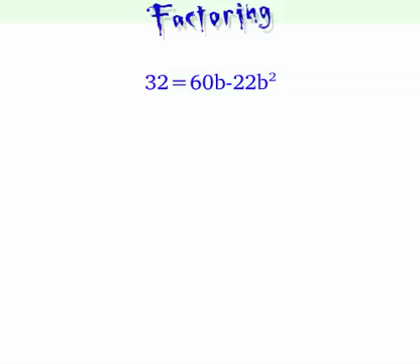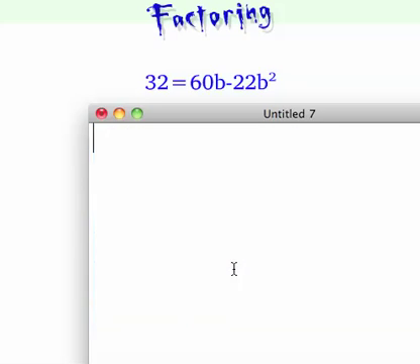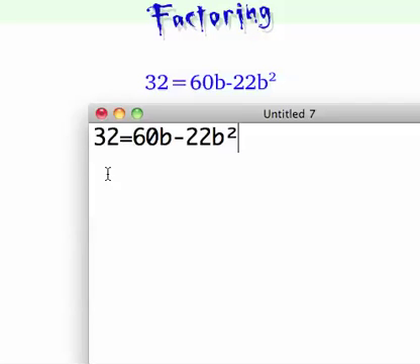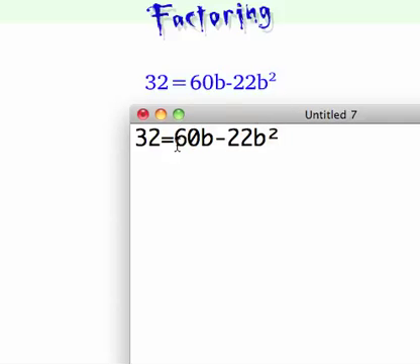Okay? So I have a text box here. Let me just get rid of all that stuff, and I'm going to copy all this into the text box. Then I want everything on one side, so I'll put 0 on this side and put my 32 on the other side, so minus 32. Then I'm going to reorder this: my negative 22b squared plus 60b minus 32.